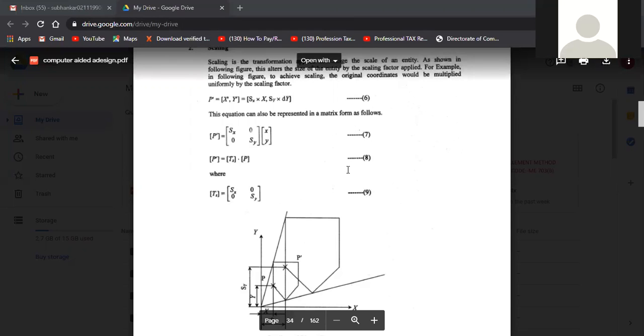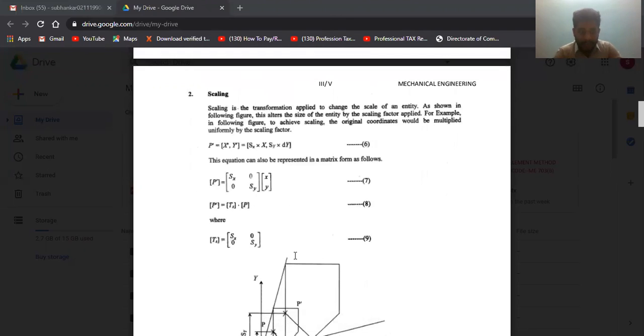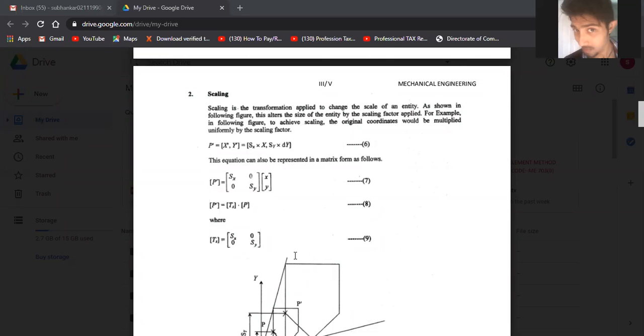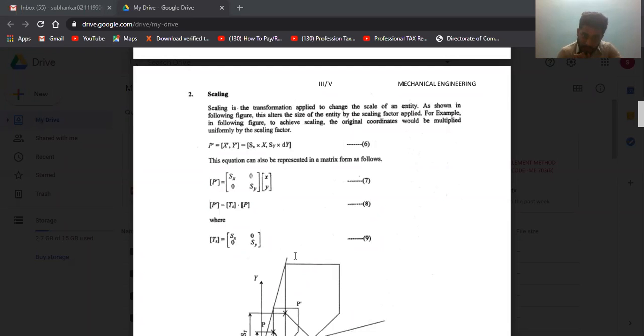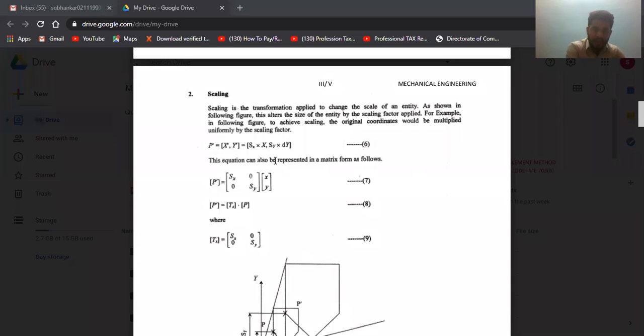Sir, how did equation number 6 come? Please repeat. Scaling means you are multiplying. 1 into 1 is 1, 1 into 2 is 2. When you multiply something, only then will it be enlarged. Yes or no? Yes, sir. From that concept, equation number 6 came. If I am scaling along the x-axis, it will be Sx into x. If I am scaling along the y-axis, it will be Sy into the length which you are scaling.